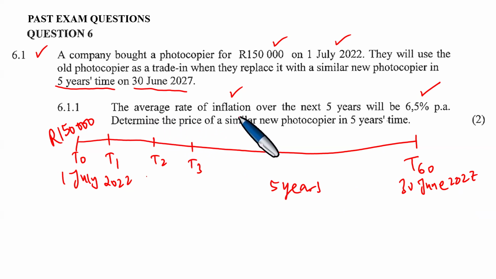However, the average rate of inflation over the next 5 years will be 6.5% per annum. Determine the price of a similar new photocopier in 5 years' time. I want us to engage rather than just give you the answers. But the question is, if you are given the average rate of inflation over the next 5 years, how do you find the price of a new commodity? What formula do you use if inflation is given?